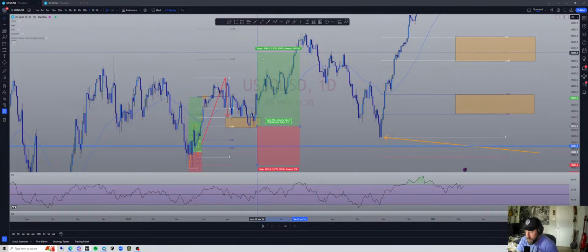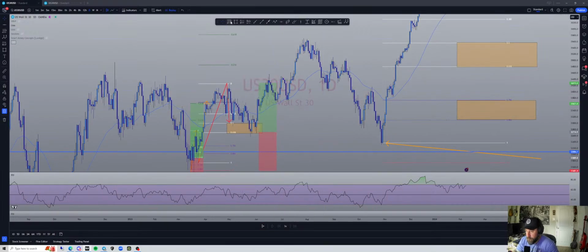Let me just close it now. So there's 2 successful trades. Okay, 2 successful trades. Where's the next fib? Next fib is right here at this bottom.